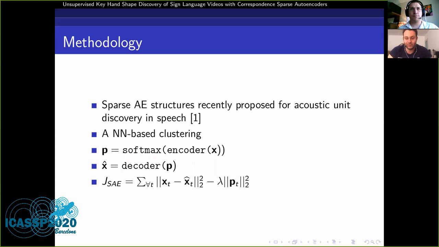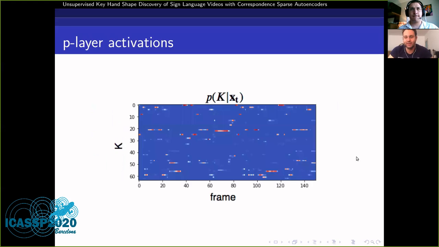In this study, we used two features as input X: histogram of oriented gradients, HOG, and ResNet-18 bottlenecks. This figure shows the P-layer activations right after the encoder. Each frame gives an estimate of the posterior probability distribution over the set of key hand shapes given the input.